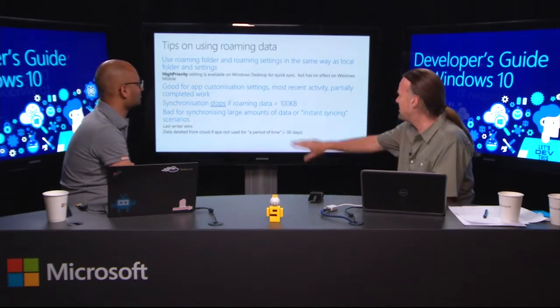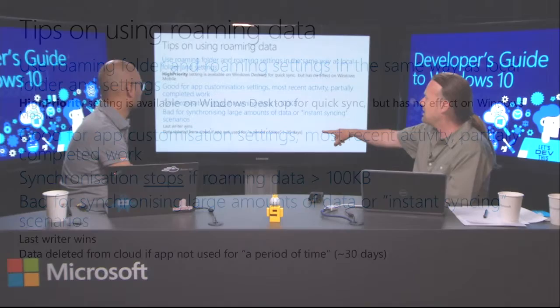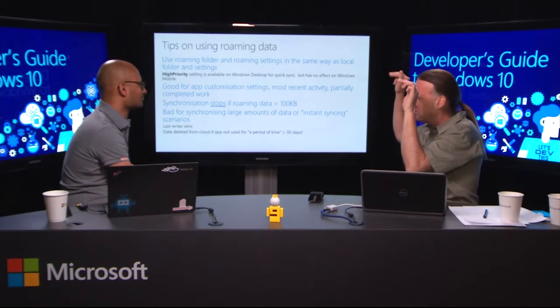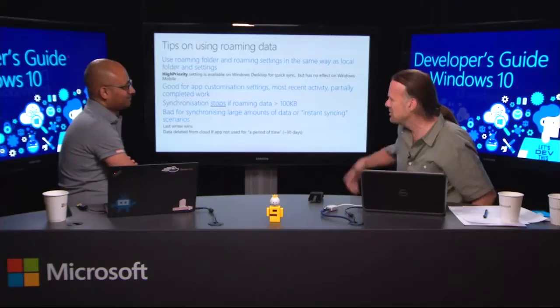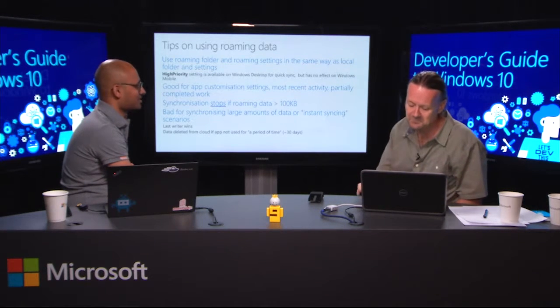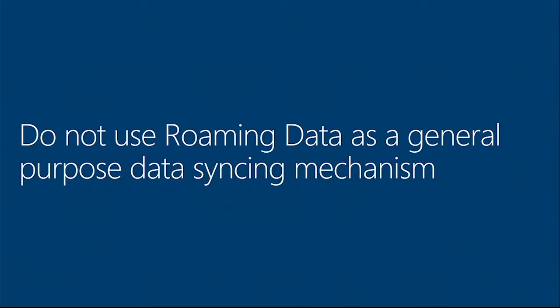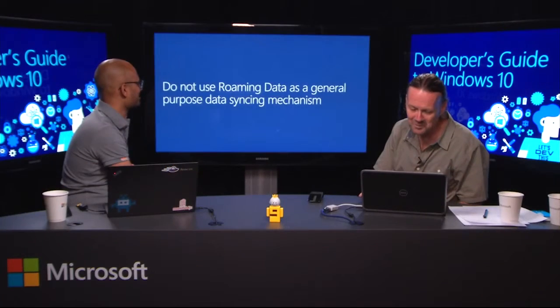So it's bad for synchronizing large amounts of data or instant syncing scenarios. Last writer wins, and also the data is deleted from the cloud if the app is not used for a period of time, which we don't actually strictly specify. But it is around 30 days. So if the user doesn't use the app for that time, the user doesn't see this data in OneDrive, so it's kind of hidden away. Yeah, you'll never see it, so they can't accidentally delete it themselves. Do not use roaming data as a general purpose data synchronization mechanism. Yes, I think you've probably got that point.